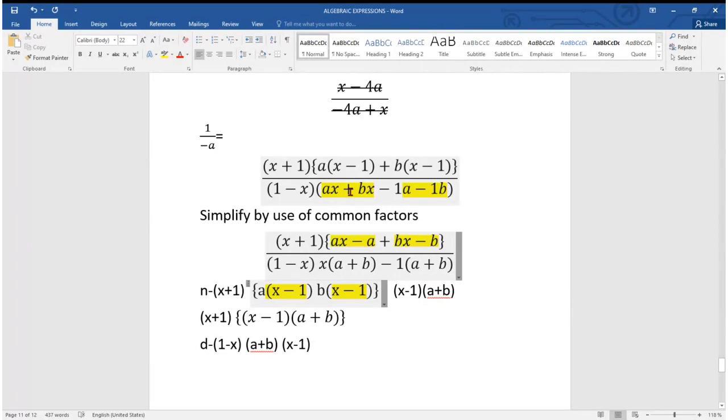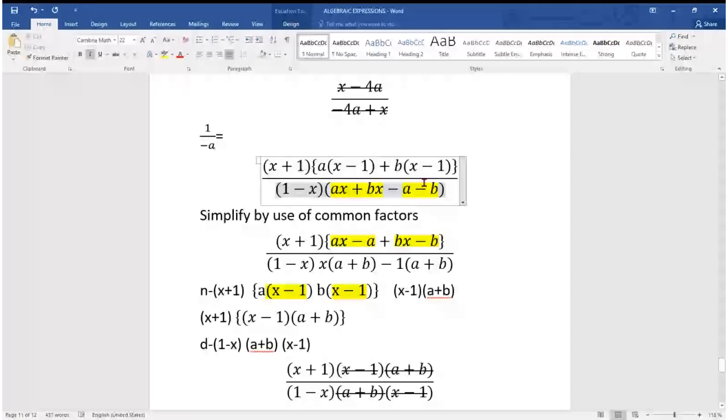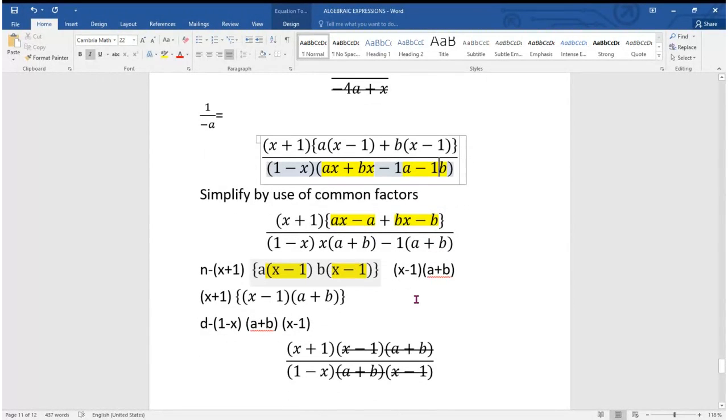So x plus bx, what is common? We found that x was common. In negative a and negative b, I added this to show you what was common. You can see negative 1 is common, so you multiply with a plus b. The common factor inside the bracket is a plus b, and then you have x minus 1.